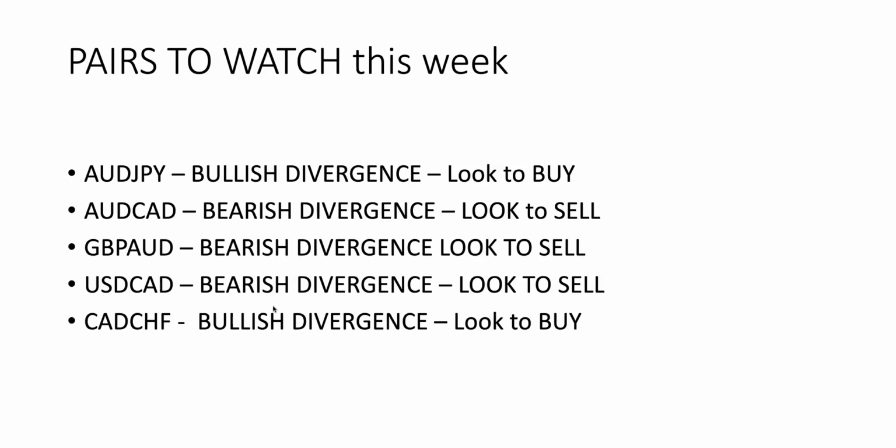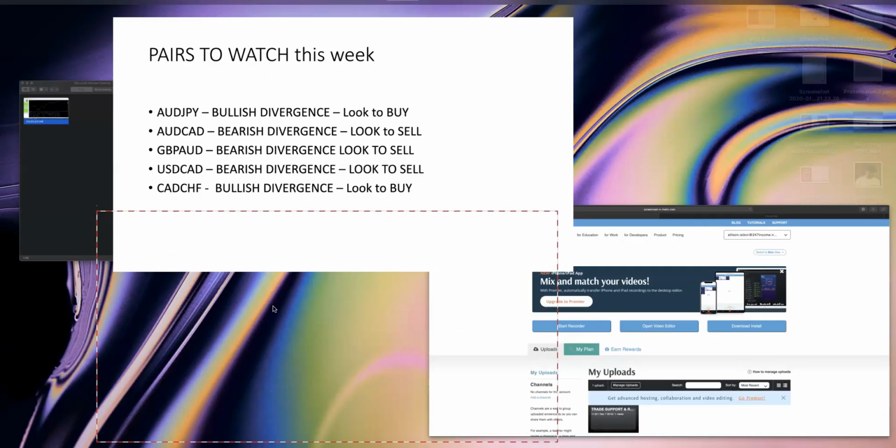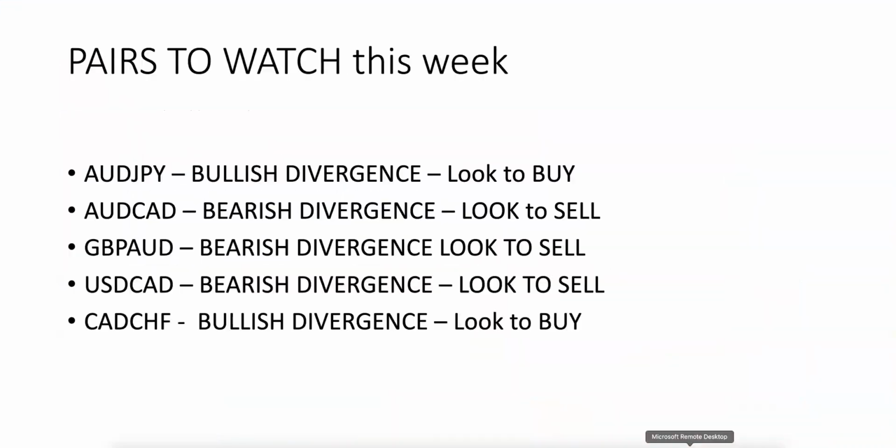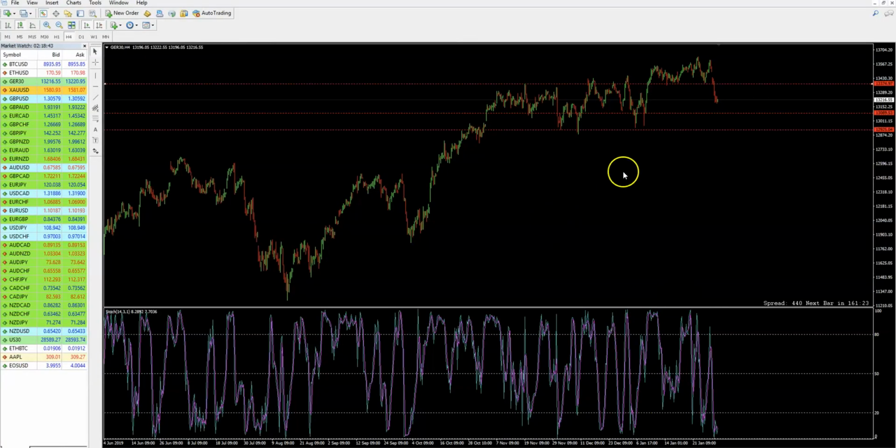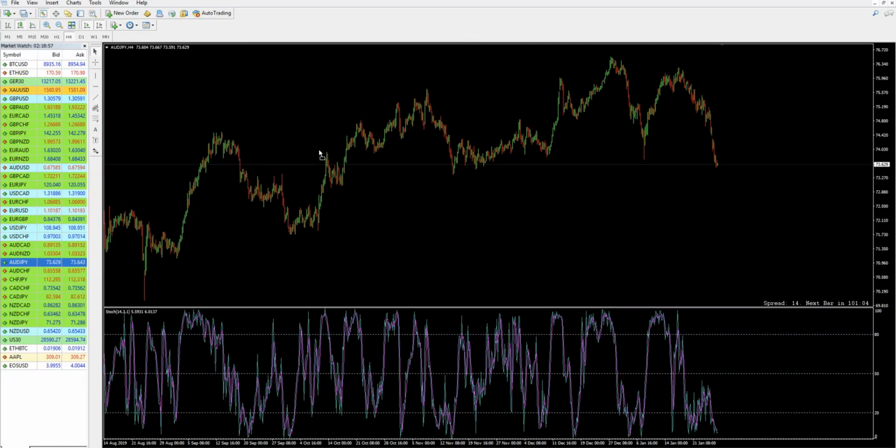Okay, so let's go back to my MT4 platform, one of my accounts. So first, this is the DAX. So let's just take this off. Let us put on our first pair, which is going to be AUDJPY on here, and we are on the 4-hour time frame.